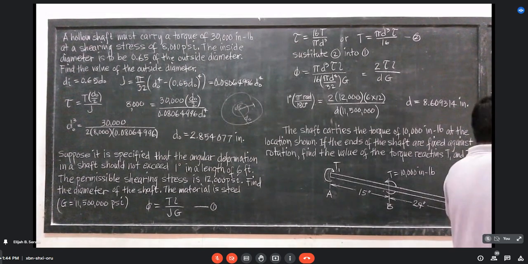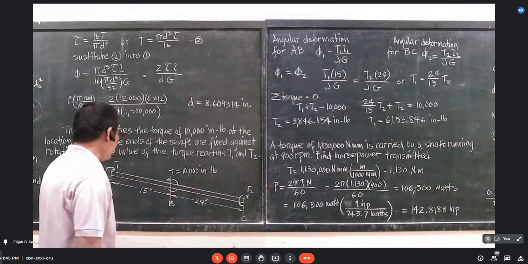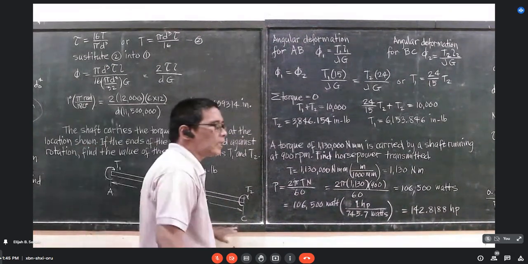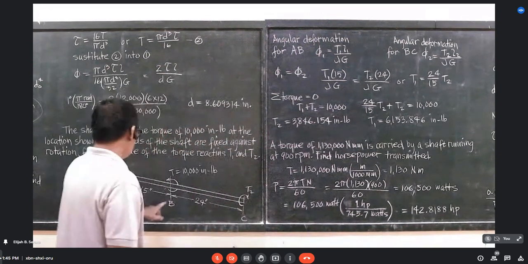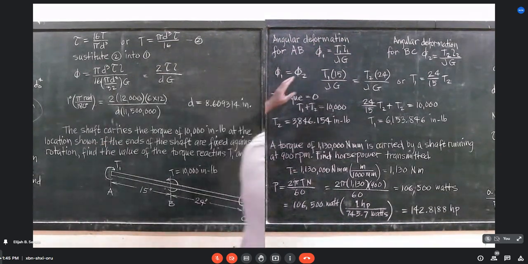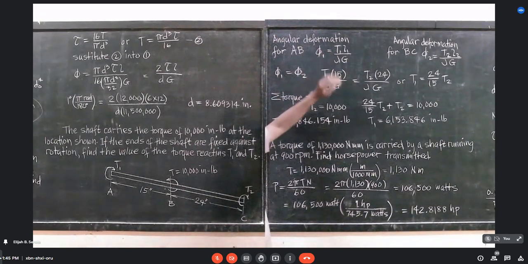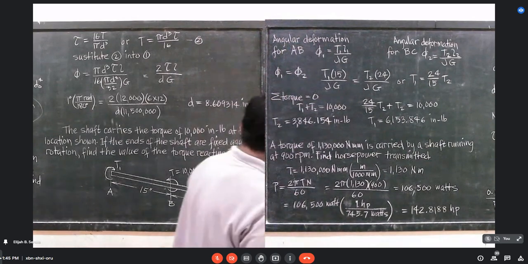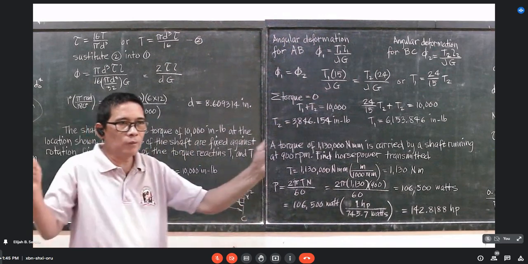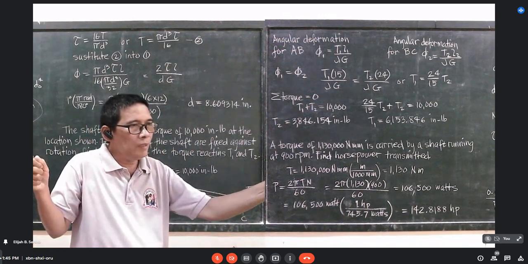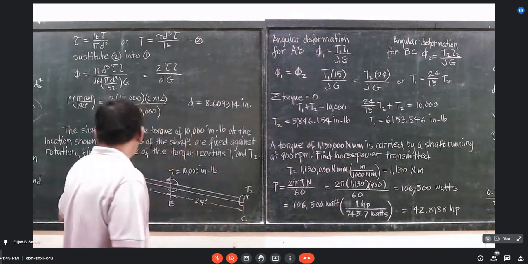So, let's try to subdivide it. Let us say A to B is one side and B to C is the other side. We start with the angular deformation from A to B, which we'll call theta 1. By the way, what is being asked in the problem are the torque reactions at the ends, meaning the reactions that resist your twisting in the middle. These are twisting reactions.